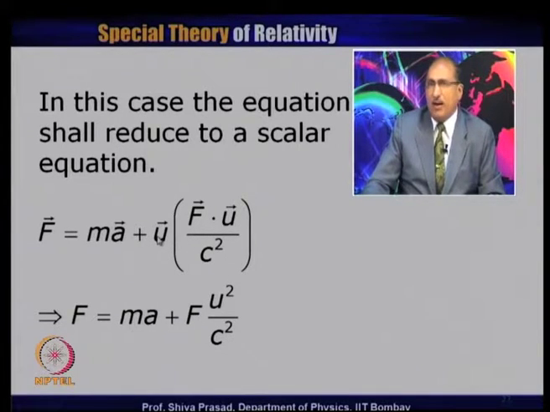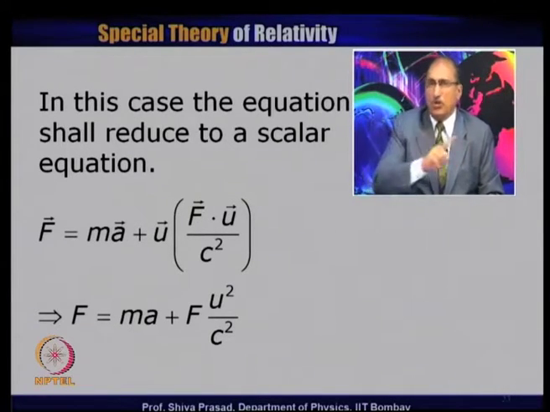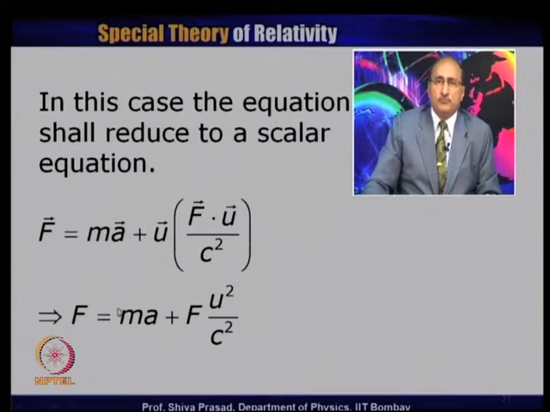So, this I can just write as F multiplied by u square, of course divided by c square, and this a also I can write without vector sign, because I realize that everything is in the same direction. There is only one particular motion in one particular direction. So, I can write this equation in a scalar form: F is equal to ma plus F multiplied by u square by c square.